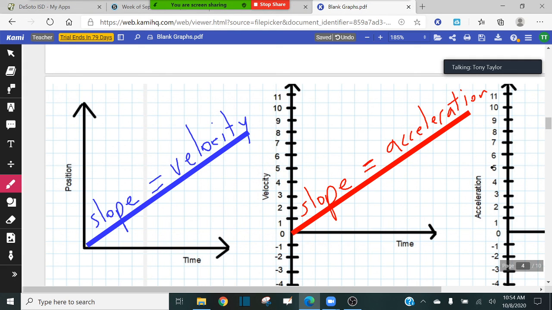Slope represents acceleration on a velocity versus time graph. Just something you need to keep in mind. On a position versus time graph, the slope of the line always represents the object's velocity. On a velocity versus time graph, the slope of the line always represents the object's acceleration.